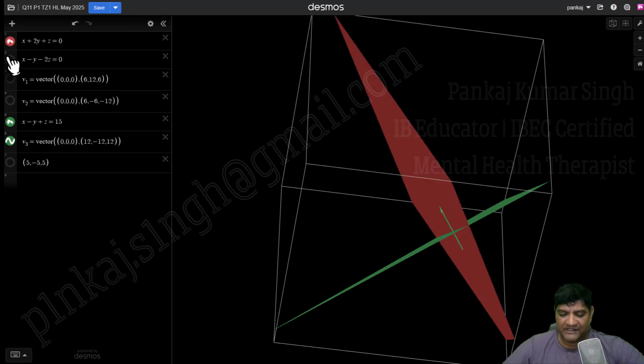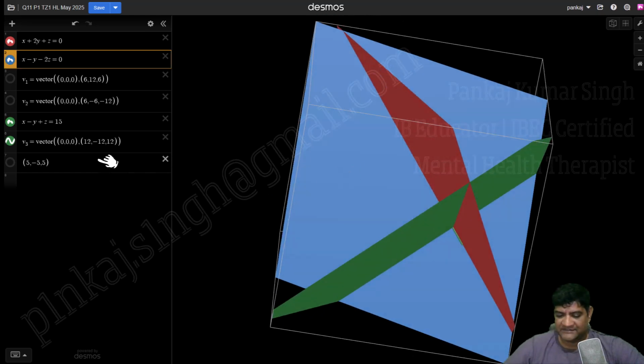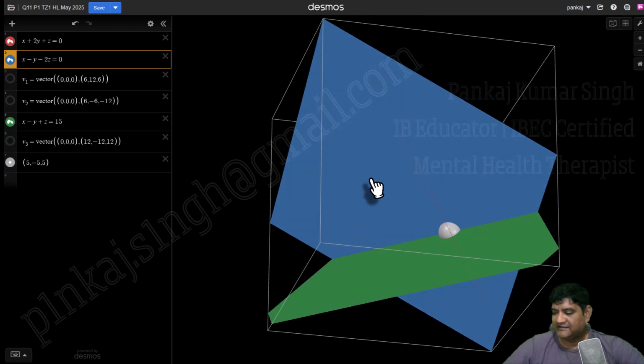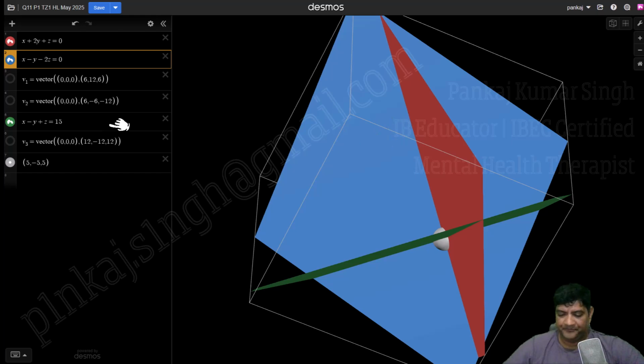So we have these three planes. They're intersecting at a particular point. All the three planes are intersecting at a particular point, and the point of intersection is that. And this point is given to us in the question itself, which is 5, minus 5, 5.